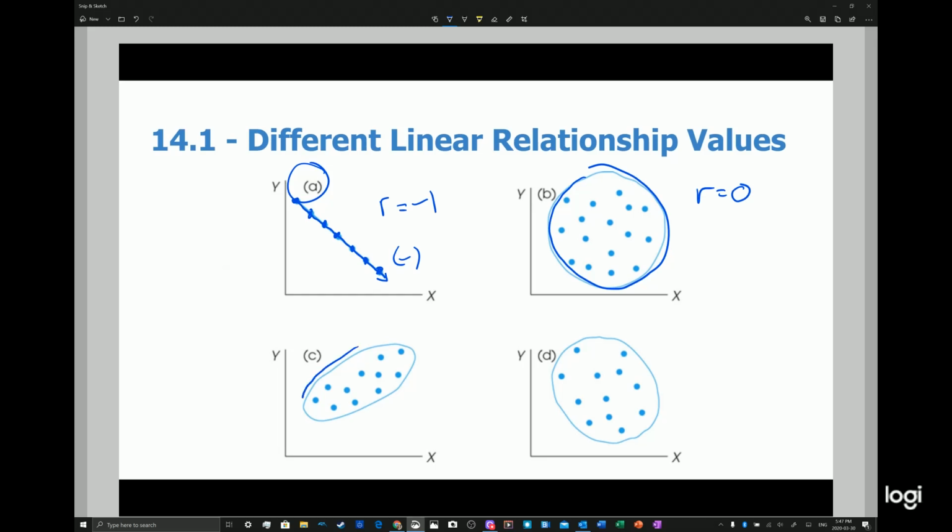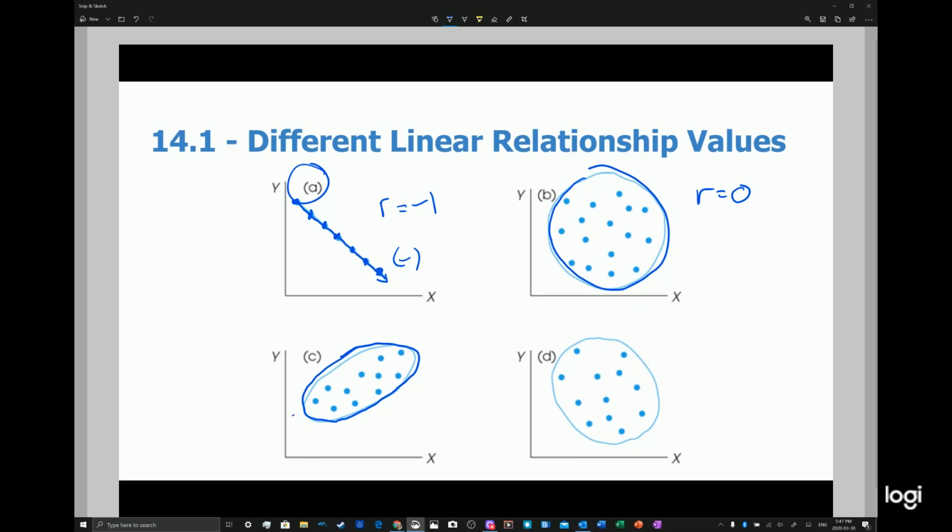Here, C is not a full circle. The points kind of make an oval. Take a moment again, and answer yourself: what direction is the correlation looking like? If you think positive correlation because it's uphill, that's correct. It's a positive correlation. And r here, for the correlation coefficient using the Pearson r, would not be 1.